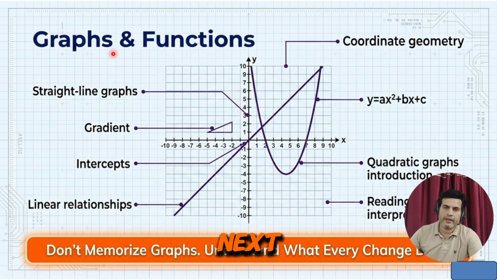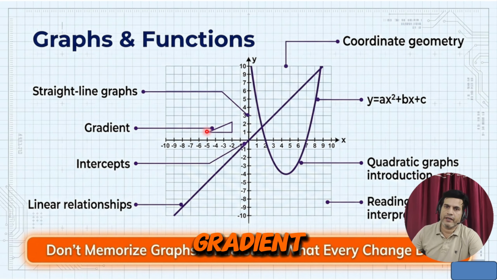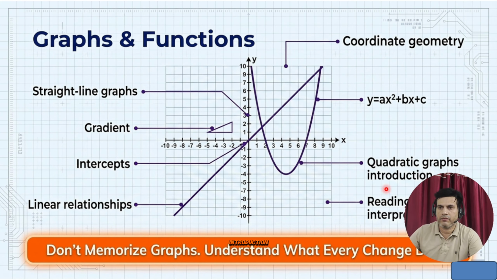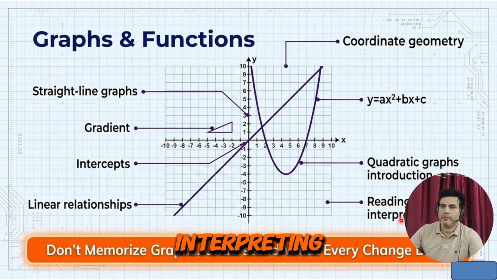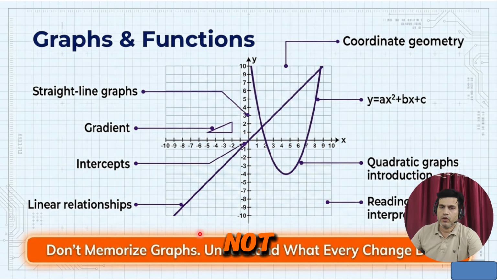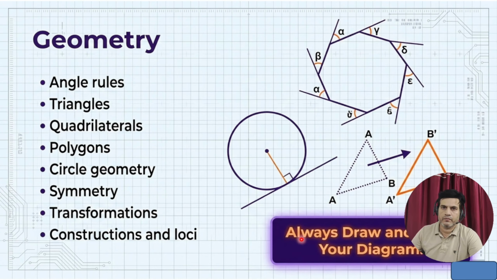Then the next chapter is graph and function. It's very important. So it contains coordinate geometry. Then we have a straight line graph, gradient we will find, then intercept form of the line, and the line relationships, then quadratic graphs introduction, reading and interpreting graphs, and this is a quadratic equation you can say. So do not memorize graphs, understand what a change does, okay?